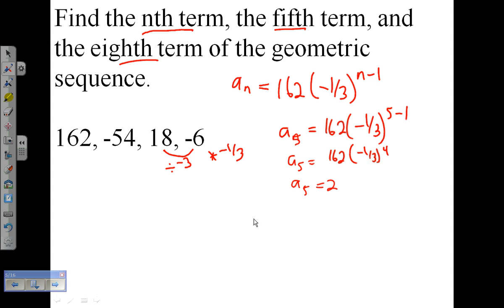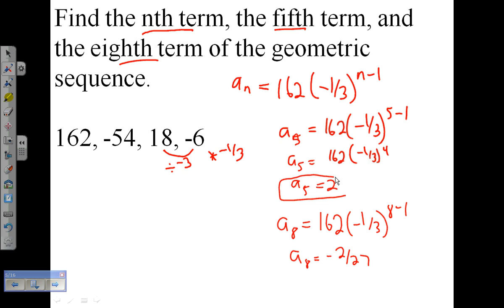The eighth term, a sub 8, well, you put 8 in there, you get 162, -1/3, 8 minus 1. You can punch that out. All you got to do is change the 4 to a 7, and you end up with -2/27. So the eighth term is -2/27. All right? There are all three answers. Nicely done.